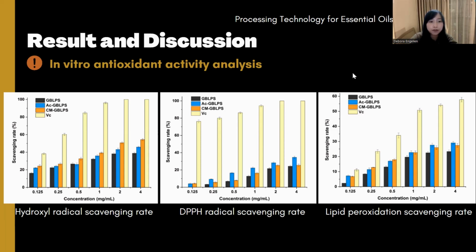For example, different chemical modification sites have different effects on antioxidant activity, which may be caused by the different benefits of different chemical modification sites on enhancing hydrogen supply capacity. The effect of different degrees of substitution on antioxidant activity may be attributed to the second reason mentioned above. In this experiment, CMGBLPS exhibited superior hydroxyl radical scavenging ability to ACGBLPS.